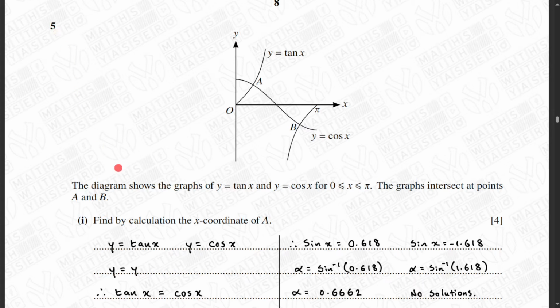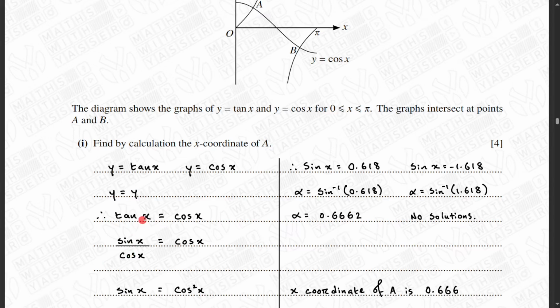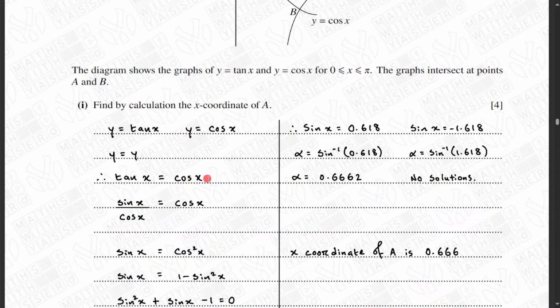Question number 5. The diagram shows the graphs y equals tan x and y equals cos x within the limits 0 and pi. The graphs intersect at points A and B. Find by calculation the x coordinate of A. So y equals tan x and y equals cos x. If I equate these two equations, y equals y, I get tan x equals cos x.